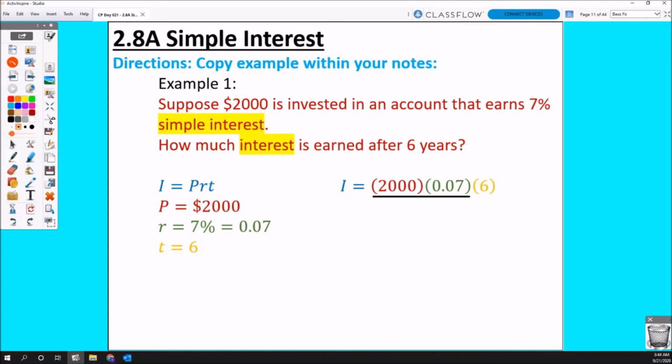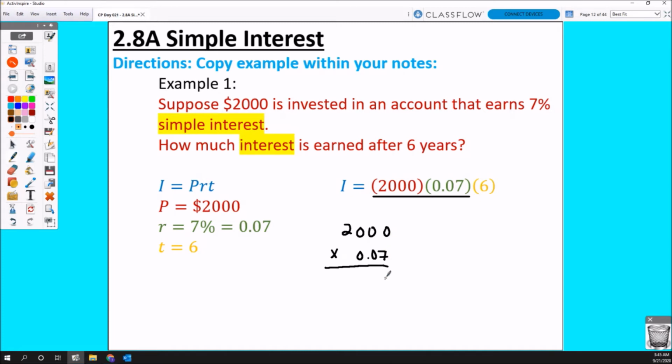So first I'm going to do 2,000 times 0.07. If you were to write this out, I would just write 2,000 times 0.07. Again, I put 0 in front of the decimal so that I can remember that there is a decimal. It's always a good habit when you're working in the field where you have to work with decimals. So let's work this out. I'm going to do 7 first.